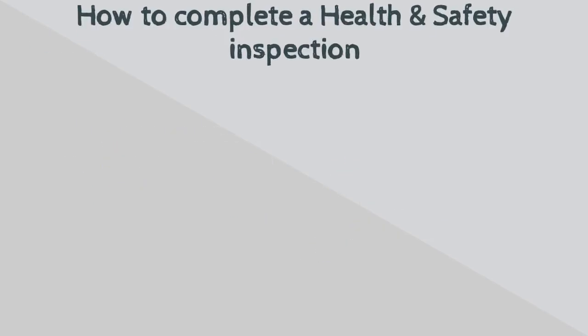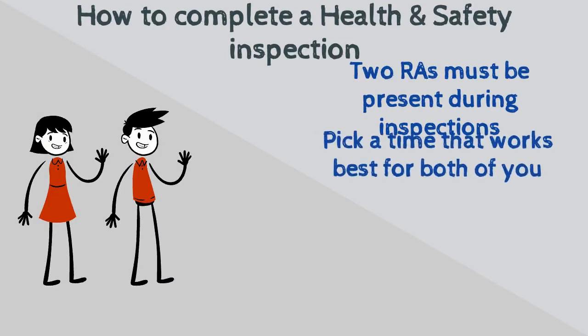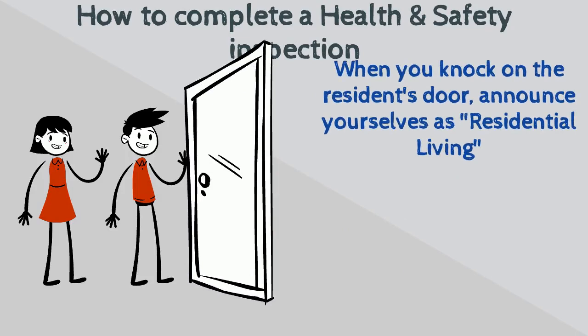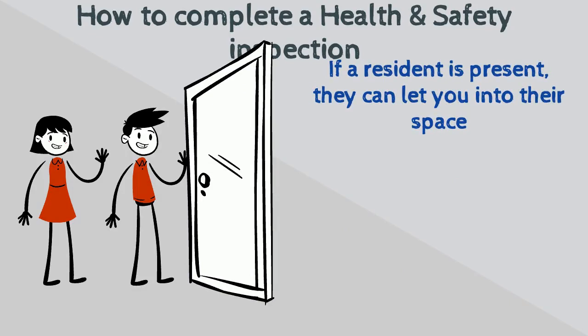When completing inspections, you need to have another RA go with you, so pick a time that works for both of you. If no one on your team is available at the same time as you, please consult with your supervisor to identify an alternate plan. You and your partner RA should knock on the door and announce yourselves as Residential Living. If a resident is home, they can open the door for you to enter and complete the inspection.